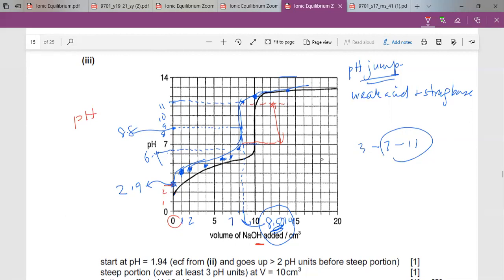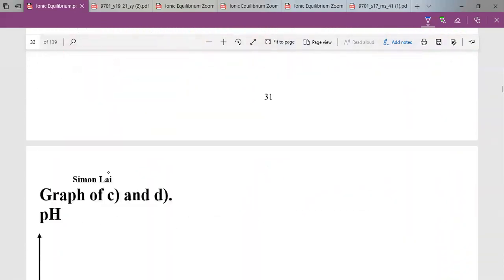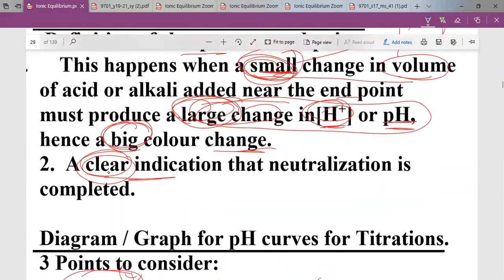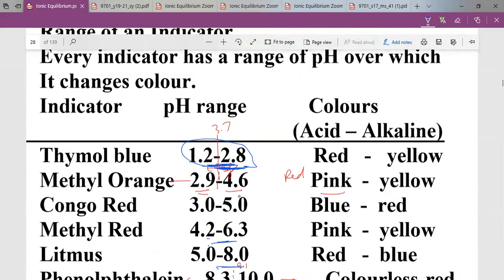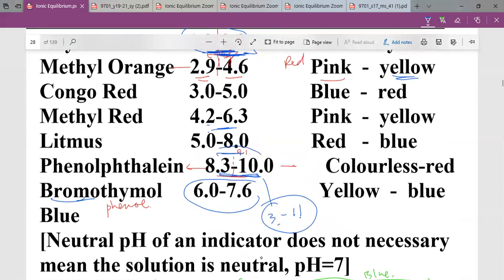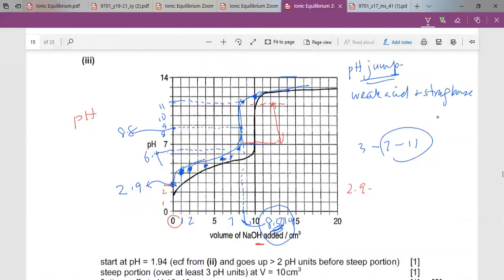Before 7, it must not change. That means I cannot use methyl orange. What does methyl orange change at? 2.9 to 4.6, I think. Check here again. At 7 already, it will go to yellow before the end point. So cannot. Which one can I use? Of course, phenolphthalein, because it changes from 8.3 to 10, which falls within the range. So I use phenolphthalein.